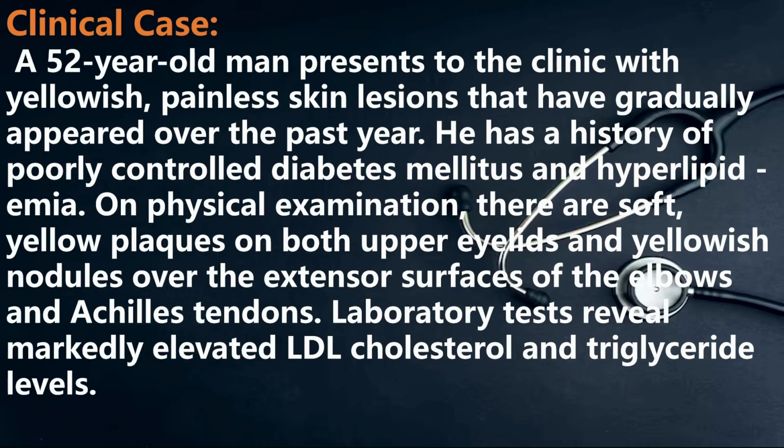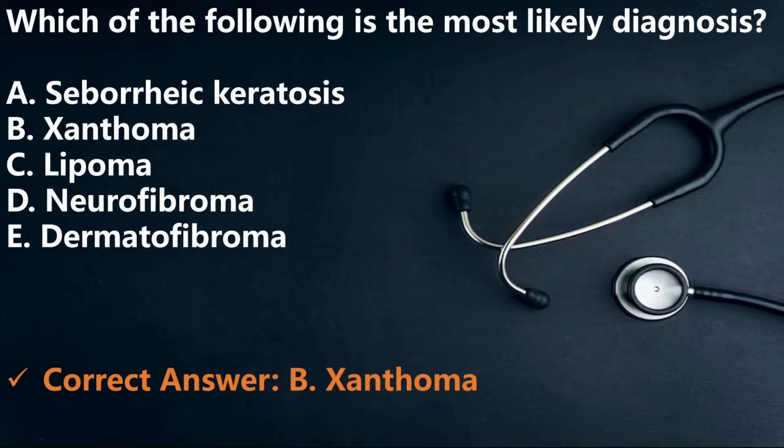Clinical case: a 52-year-old man presents to the clinic with yellowish painless skin lesions that have gradually appeared over the past year. He has a history of poorly controlled diabetes mellitus and hyperlipidemia. On physical examination, there are soft yellow plaques on both upper eyelids and yellowish nodules over the extensor surfaces of the elbows and Achilles tendons. Laboratory tests reveal markedly elevated LDL cholesterol and triglyceride levels. Which of the following is the most likely diagnosis?